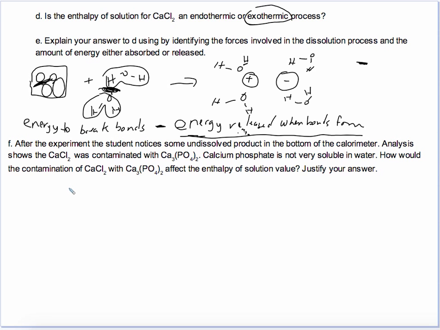After the experiment, a student notices some undissolved product in the bottom of the calorimeter. Analysis shows the calcium chloride is contaminated with calcium phosphate. Calcium phosphate is not very soluble in water. How would the contamination of calcium chloride with calcium phosphate affect the enthalpy of solution value? Well, basically, the calcium phosphate isn't really going to do anything, so it's not going to release any energy into the water.